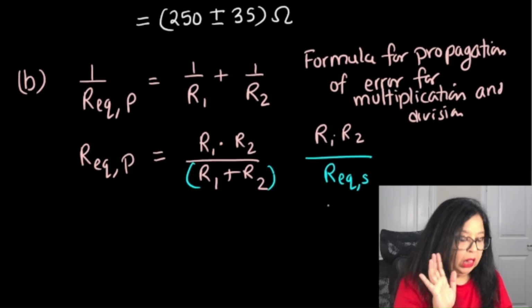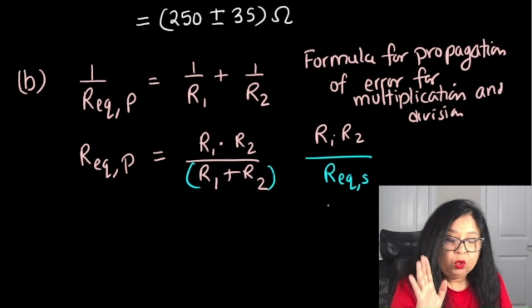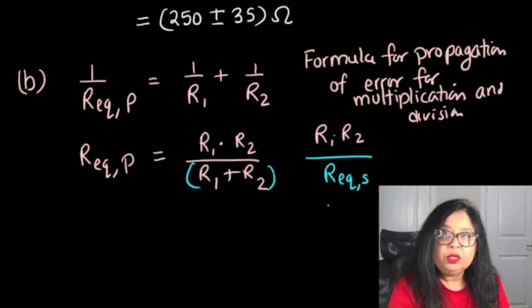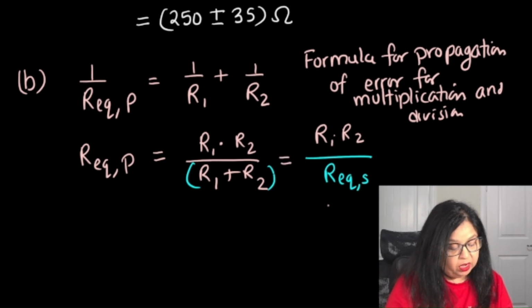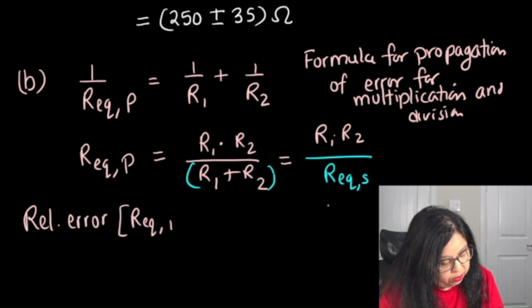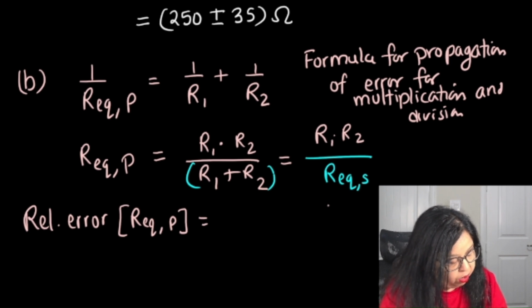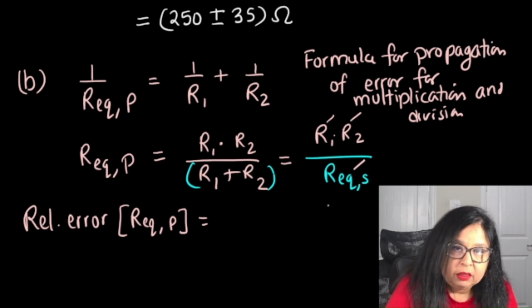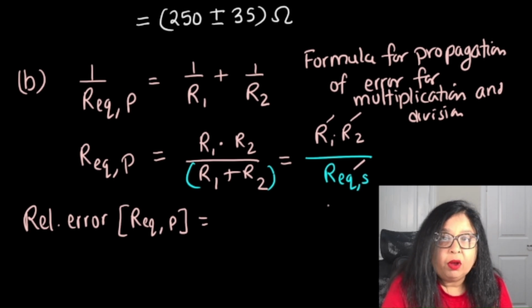Why it doesn't work? Let's not get into that. That's going to be a very involved discussion. It's beyond the scope of this lecture. So I'm not going to get into this. But I do want you to know that this will not work. If you use this formula and wrote down the percentage error, or just the relative error, so relative error in R equivalent P equals relative error in R1 plus relative error in R2 plus relative error in R equivalent series, you will end up with the wrong answer.